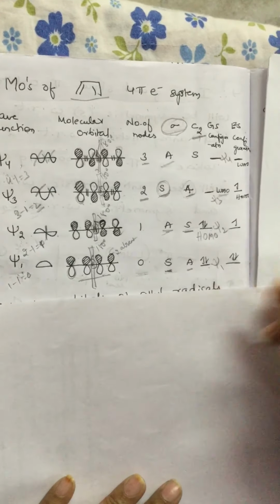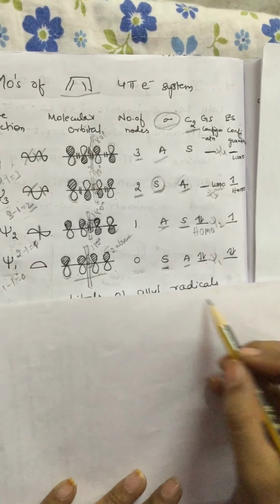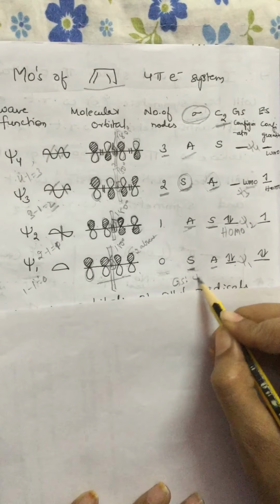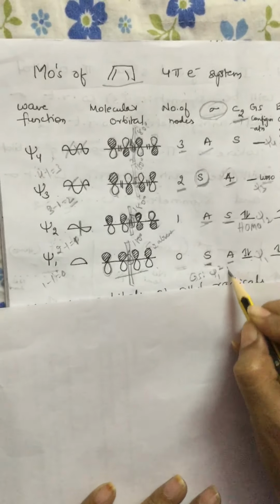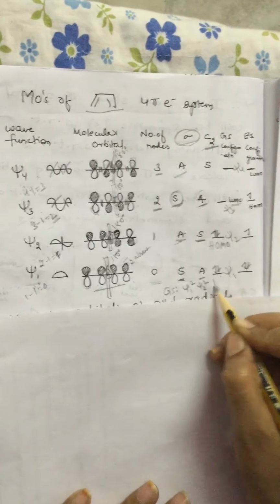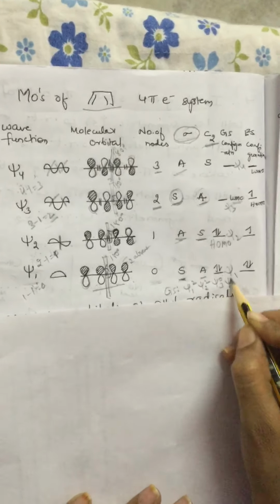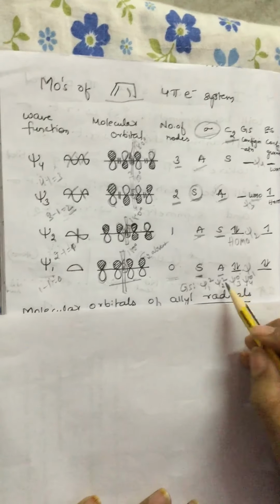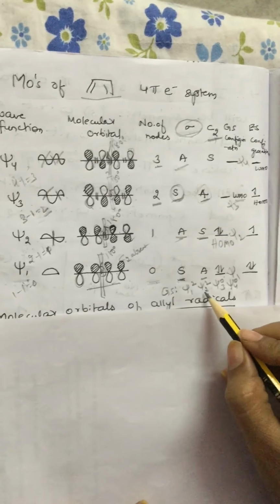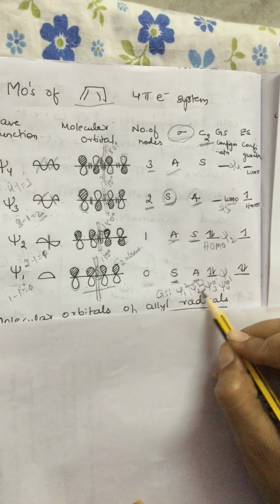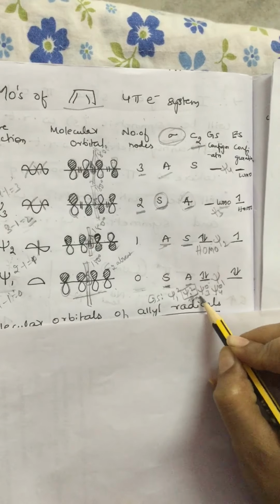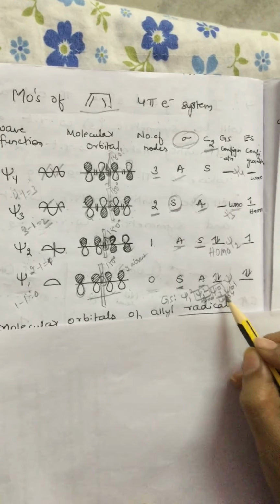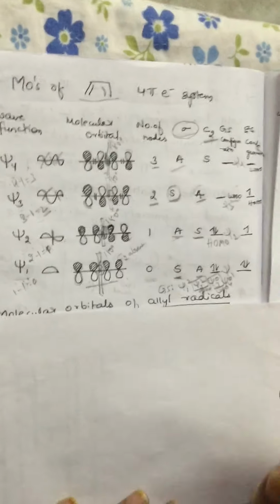So if you have to write the ground state electronic configuration, then you write it as psi1 2, psi2 2, psi3 0 and psi4 0. Good. This is how. And if they ask you a question which is HOMO and LUMO from this, this becomes your HOMO and this becomes your LUMO. Psi3 0 is the LUMO, psi2 2 is the HOMO.